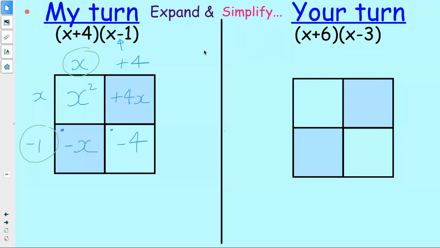So I have got x squared, add 4x, subtract x, subtract 4. So it becomes x squared, add 3x, subtract 4. Write that down as your example, pause it now and do your turn for me, please, now.